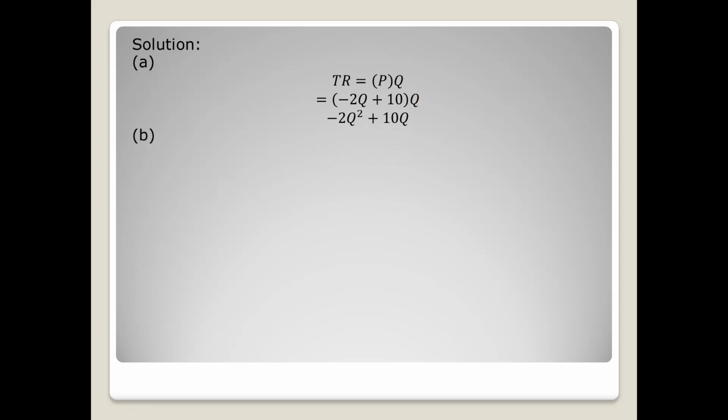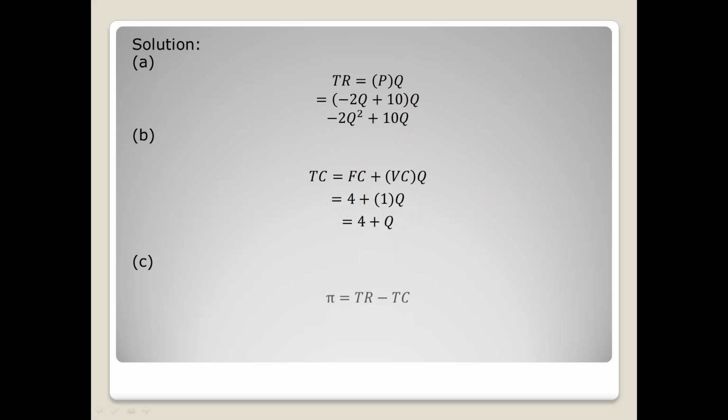Okay. And for part B, we need to find an expression for the total cost. We said the total cost is the fixed cost plus the variable cost multiplied by Q. And then we have to replace FC, the fixed cost, by 4 and the variable cost by 1. Then we will get 4 plus 1 times Q, that is 4 plus Q. So this is the expression for the total cost, and this is the expression for the total revenue.